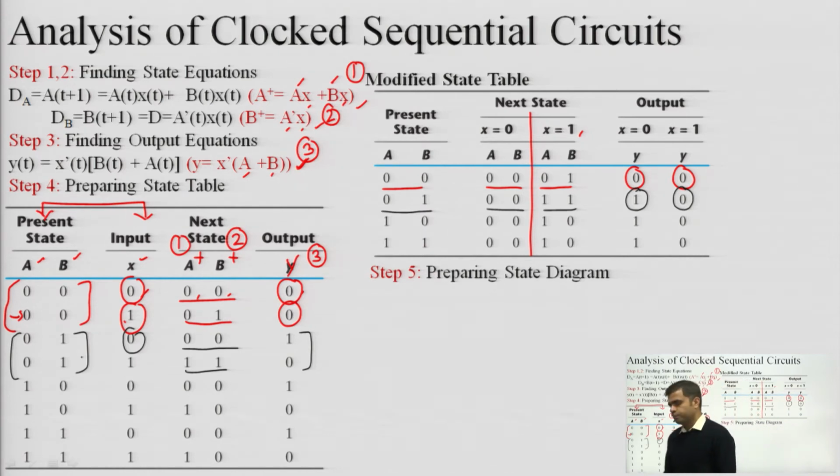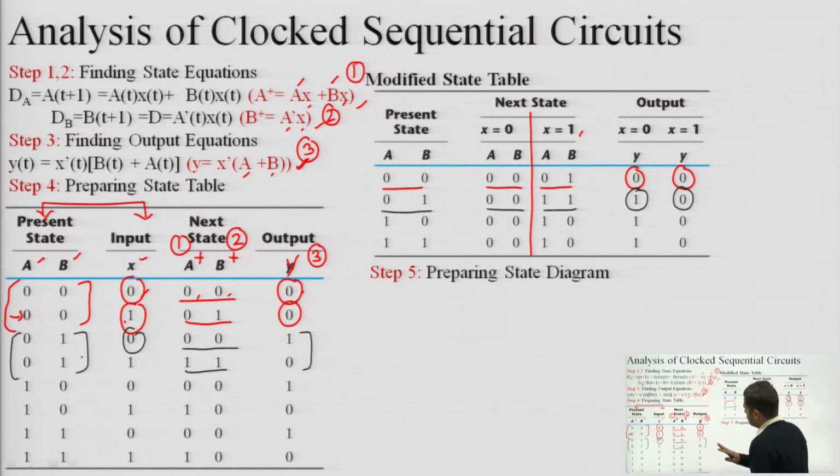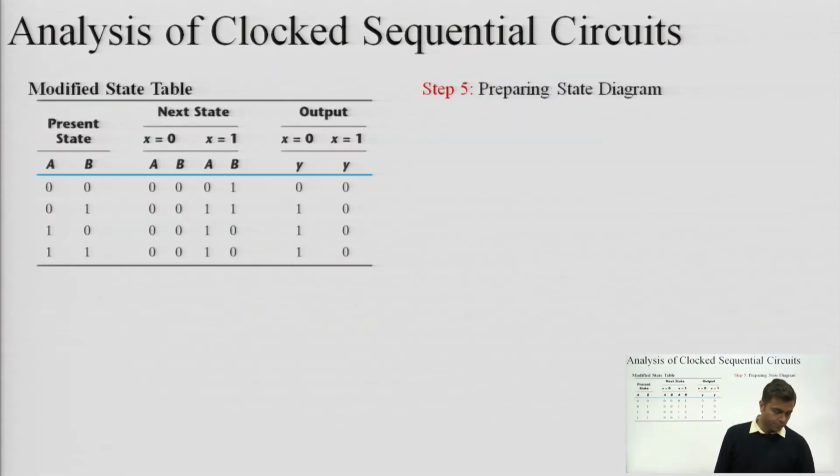Similarly, I can prepare for the remaining cases as well. Okay. So by doing this, we can see that we have moved from a circuit to equations, and then from equations to a table, and then this state table can be used to prepare the final state diagram. Okay. So let's proceed to the final state diagram.